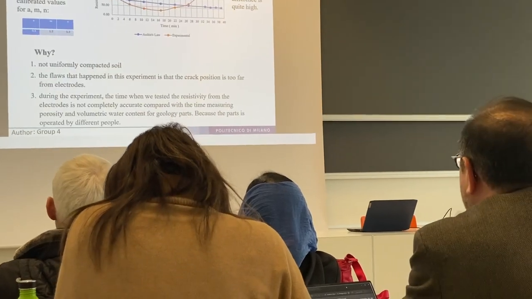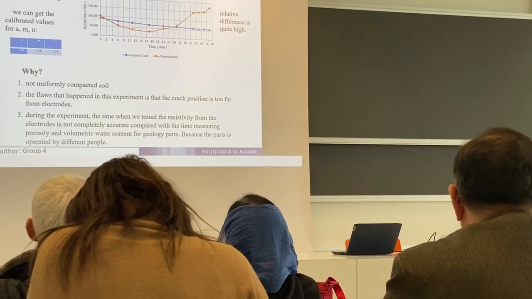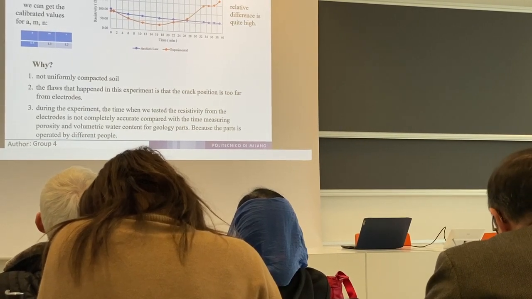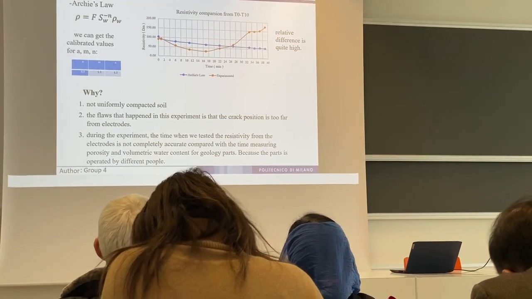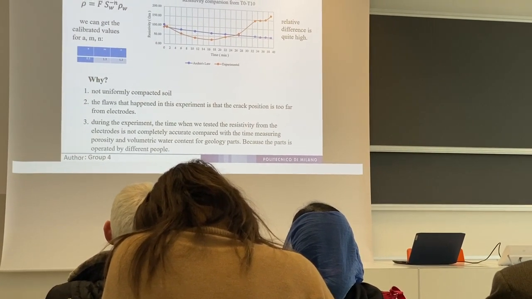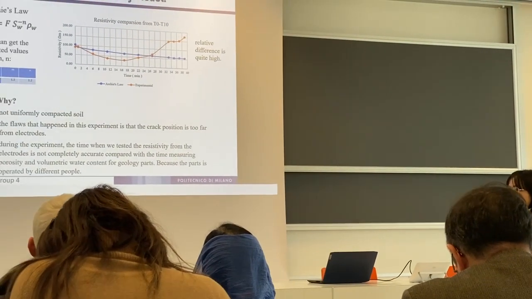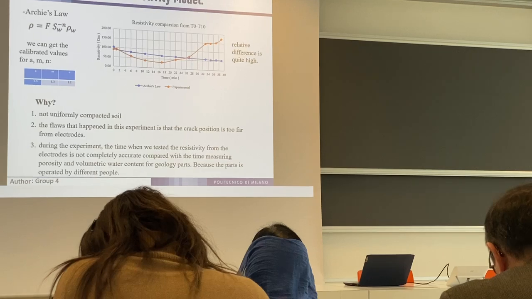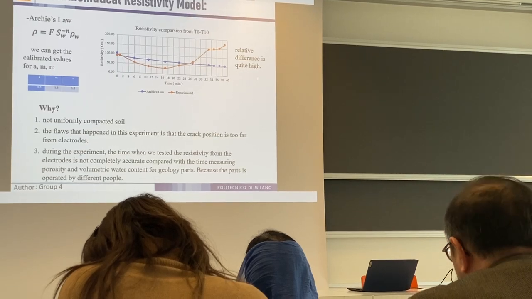And then we go to the mathematical resistivity model. We use Archie's law to build the mathematical resistivity model. The resistivity is equal to the formation resistivity factor, multiplied by the water saturation, multiplied by the water resistivity. In that case, how do we do it? First, we assume a and n to get the mathematical resistivity, and we compare it with the inverted resistivity that comes from the software, in order to get them similar, and finally we get the a and n here. But in our experiment, we can find the relative difference is quite high.